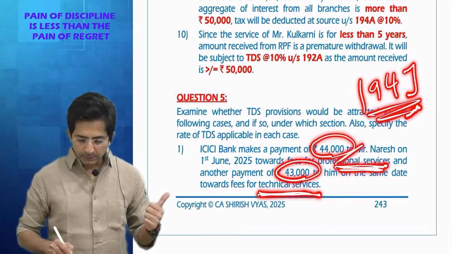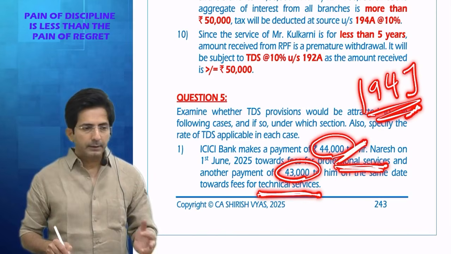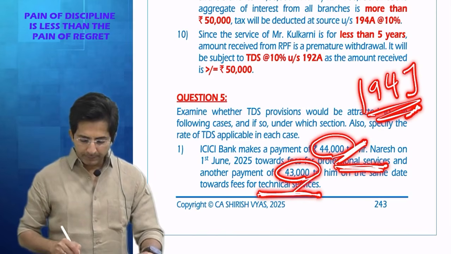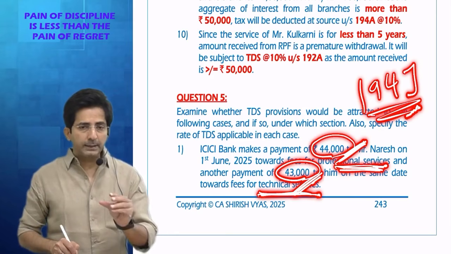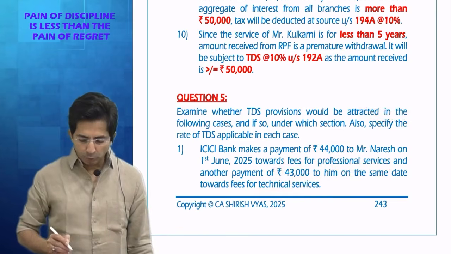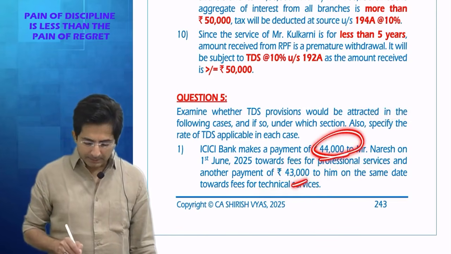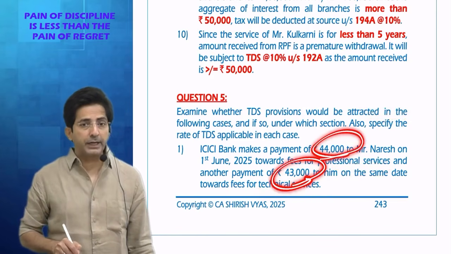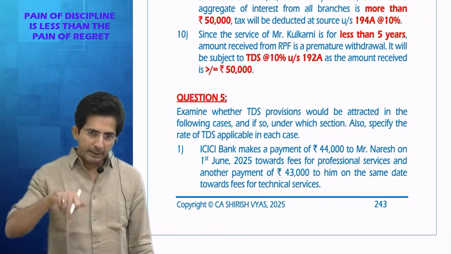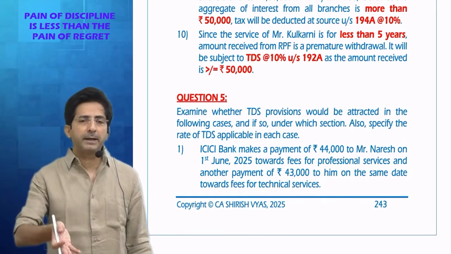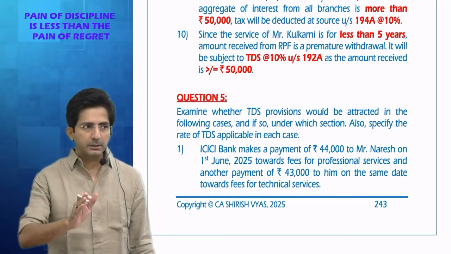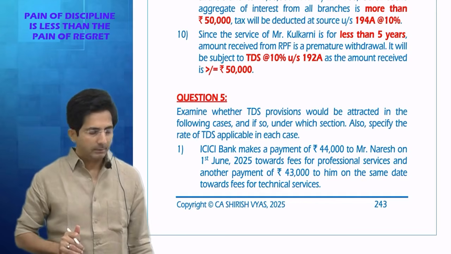So see, for professional service the amount was 44,000. It doesn't exceed 50,000, so TDS is not attracted. Even in technical service, if you see individually, it is not exceeding 50,000. So TDS is not attracted. So your answer should be: although the transaction is covered under section 194J, TDS shall not be attracted because under 194J TDS is attracted if the payment exceeds 50,000 each for professional as well as technical service.